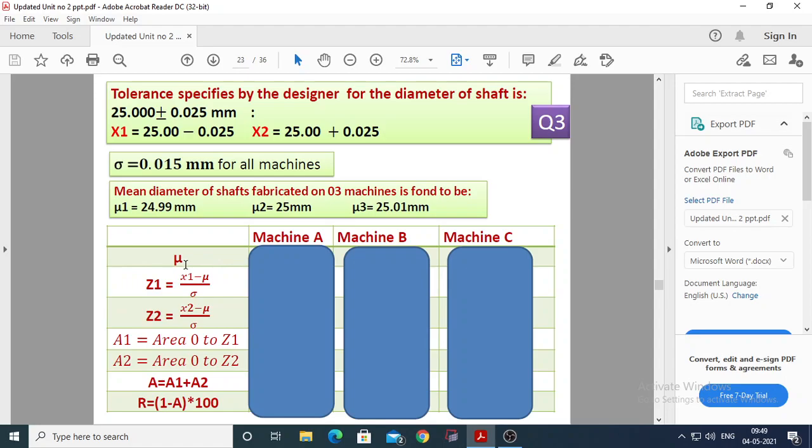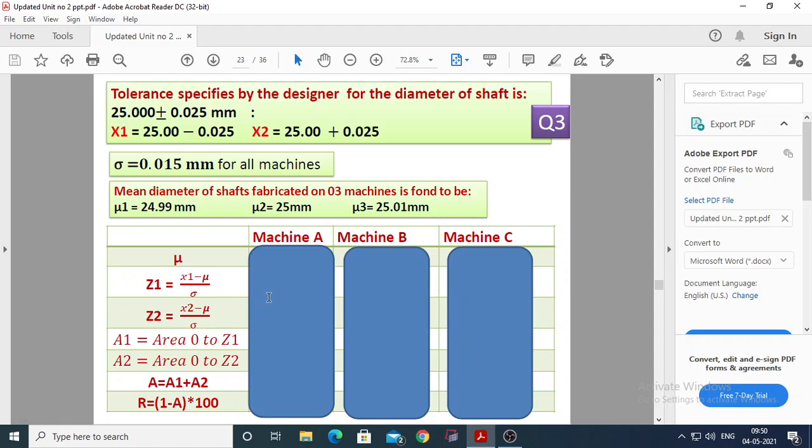First, we know the mu values, mu1, mu2, mu3 are given. Then you have to calculate the first random variable z1. Z1 is equal to what? X1 minus mu divided by sigma. And Z2 is equal to what? X2 minus mu divided by sigma. You have to calculate this for the mean. You know how to calculate the mu value.